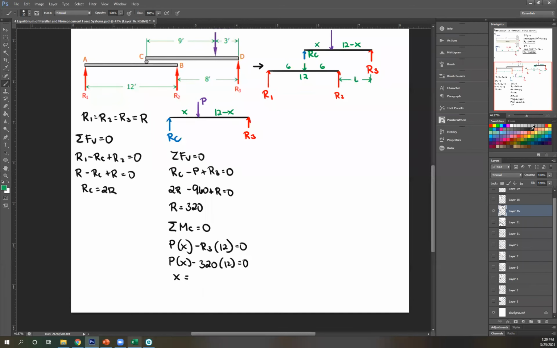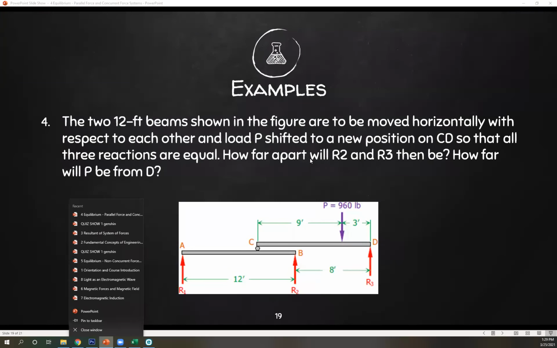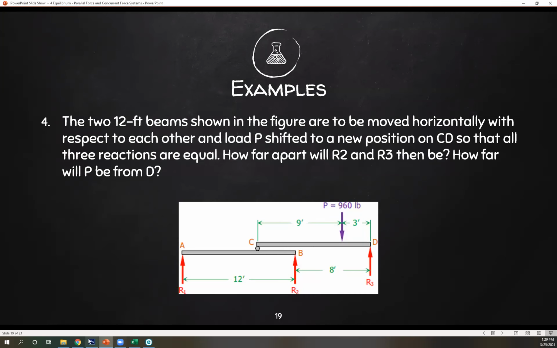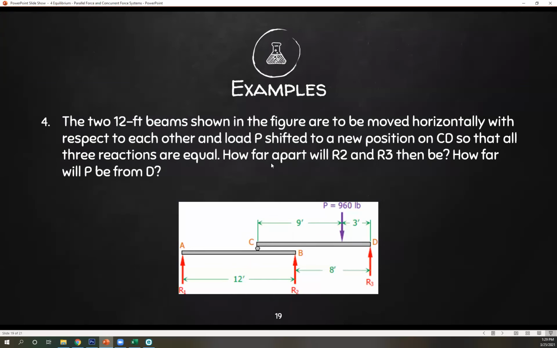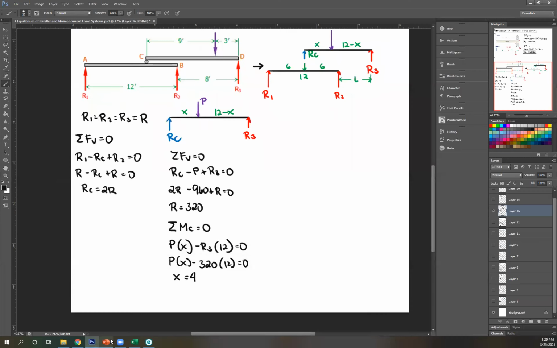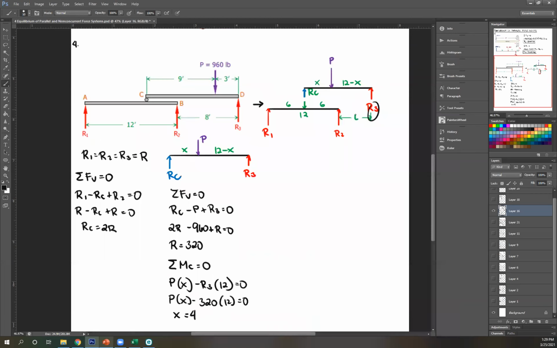Now look, what are we looking for? Okay, let's look back here. How far apart will R2 and R3 be? And then how far P will be from D? So we can solve for the first question. How far are R2 and R3? I can already directly solve for that. This is R2, this is R3, this is L, so we're solving for L.